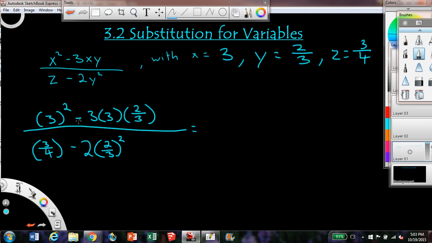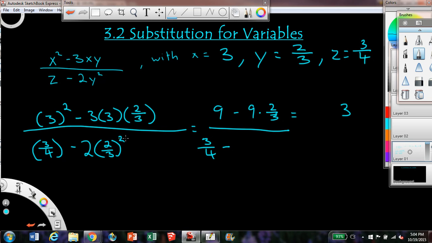This is 9 minus, let's see, 9 times 2/3 is 6. So this is 9 minus 6. Minus 3 times 3 is 9. 9 times 2/3 is 6. So this is going to be 9 minus 6, which is equal to 3. Okay, now the bottom.